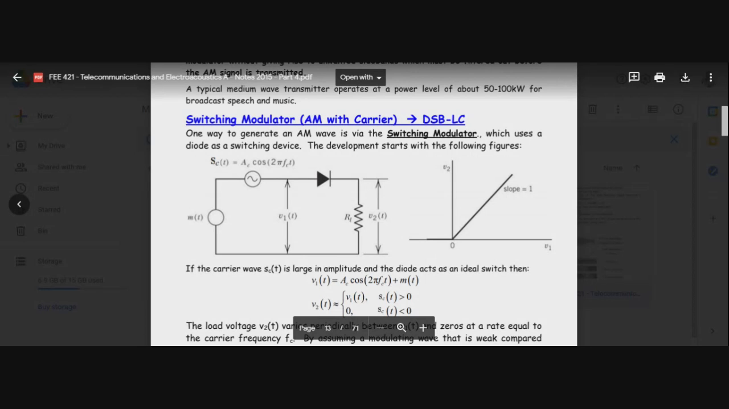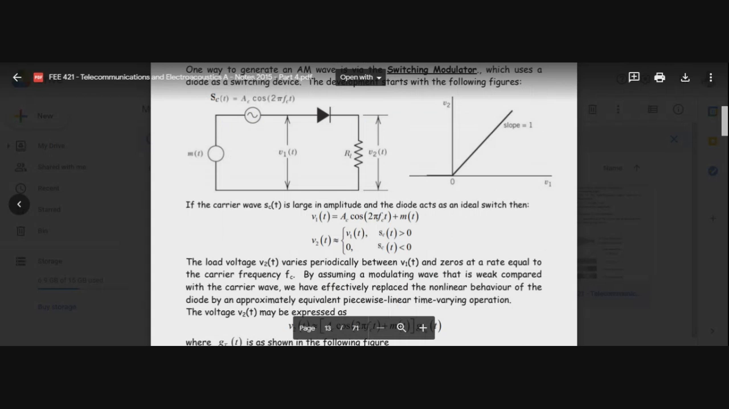So you have that sum at the input, and approximately what happens is that the output V2 is approximately equal to V1 when the carrier signal is positive, and it is equal to 0 when the carrier is negative. Our assumption is that the carrier is much larger than m(t).